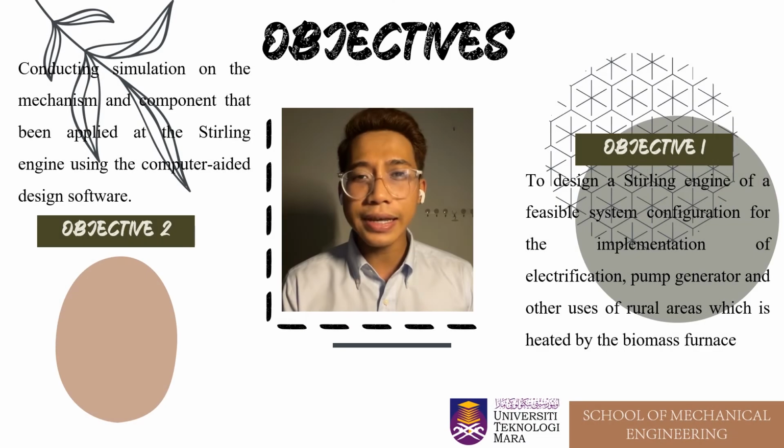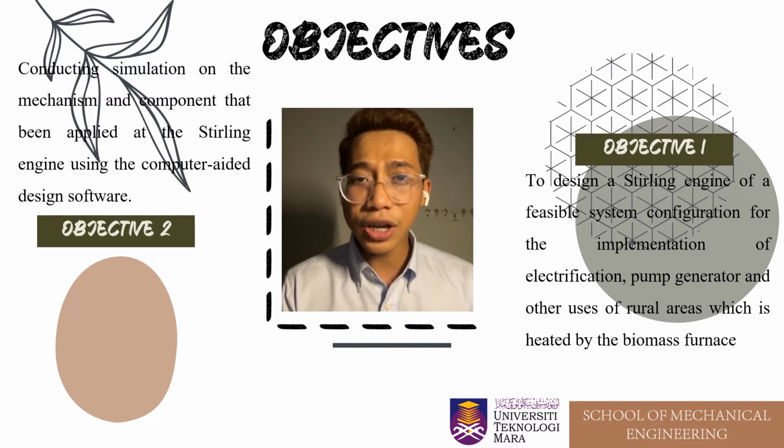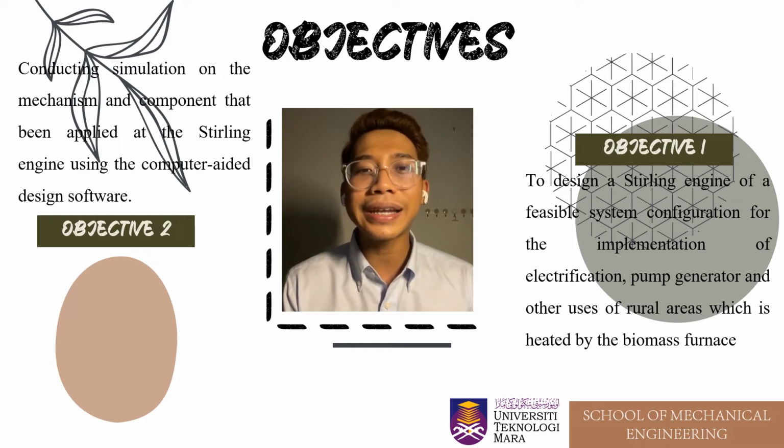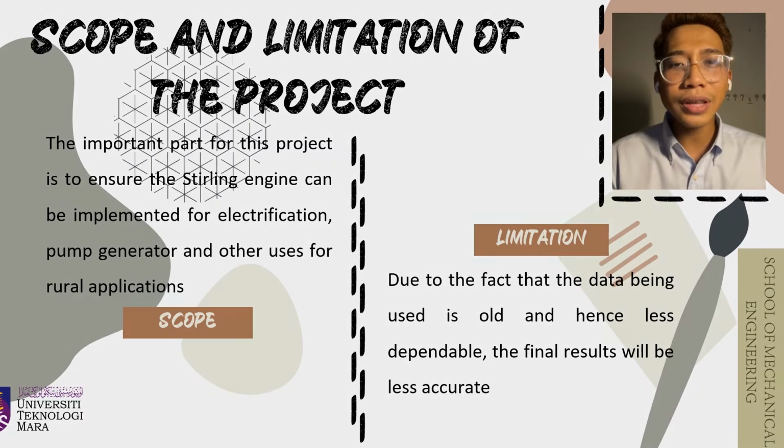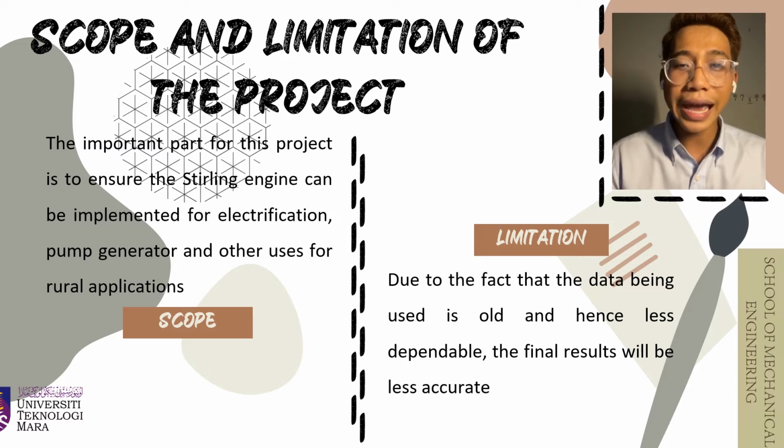The objective is to design a Stirling engine of a feasible system configuration for the implementation of electrification, pump, generator and other uses of rural areas, heated by a biomass furnace, and to conduct simulation on the mechanism and components applied in the Stirling engine using computer-aided design software. The important part of this project is to ensure the Stirling engine can be implemented for electrification, pump generator and other uses for rural applications.